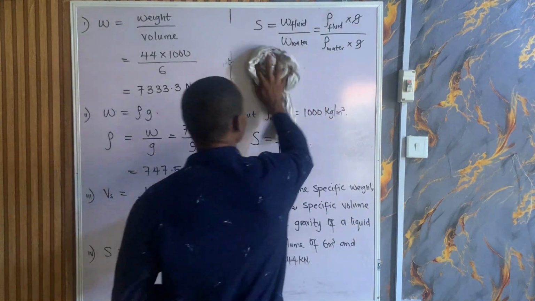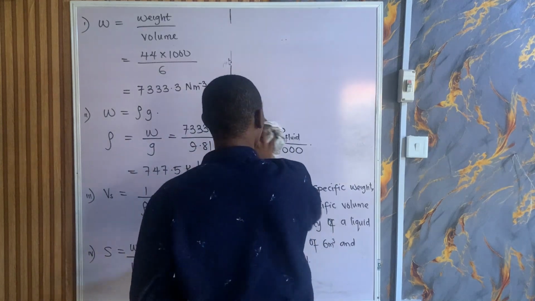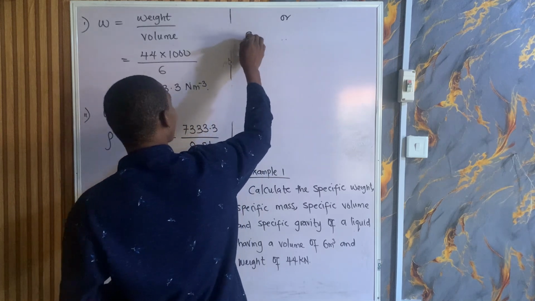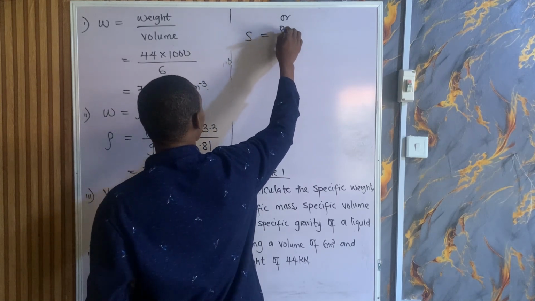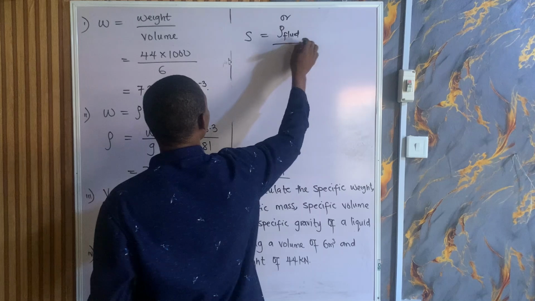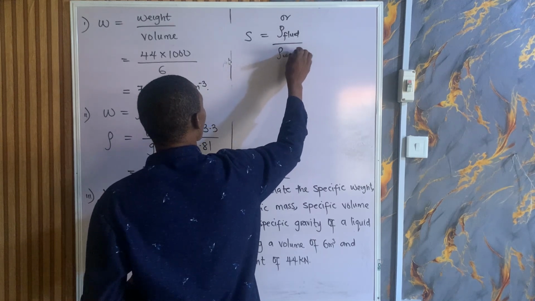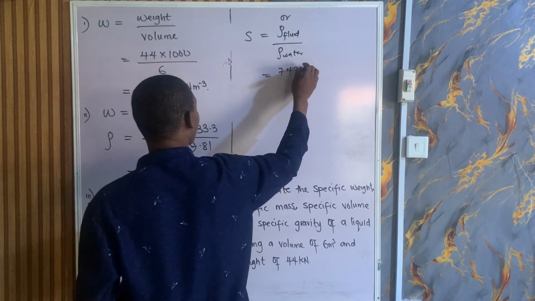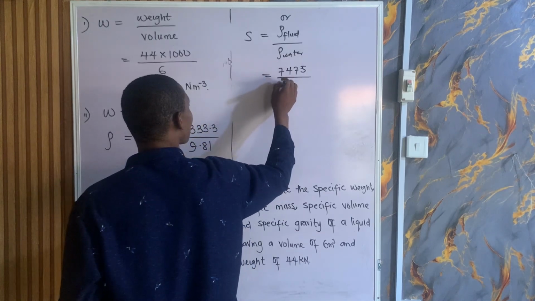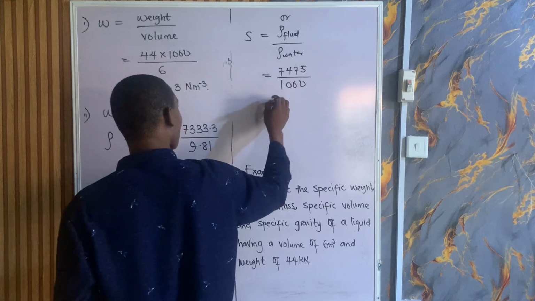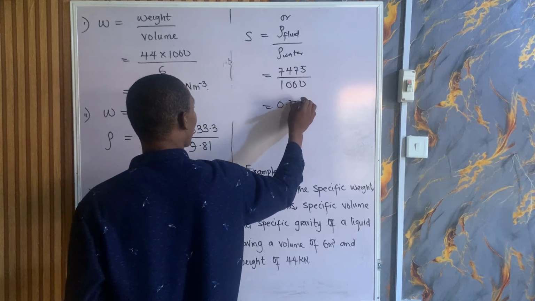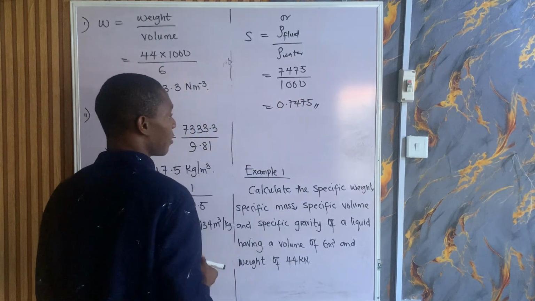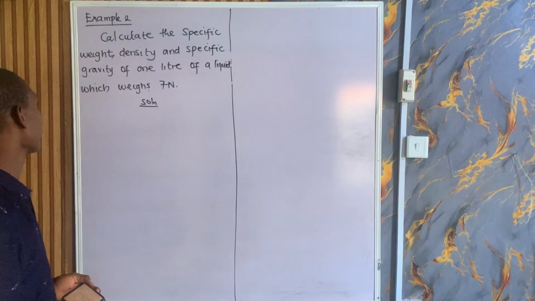Or we can use density to solve this question, and we still have the same answer. We also know that specific gravity is density of a fluid over density of water. We've gotten density of fluid to be 747.5 divided by density of water, which is 1000, and that will equally give us 0.7475. That's that for this question. We take example 2 now.